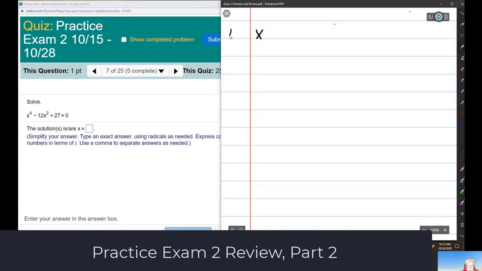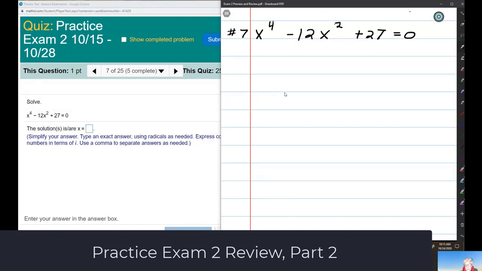This is number 7. Okay, x to the fourth power minus 12x squared plus 27 equals 0. So when you have a quartic like this, you go from the fourth power to the second power, because 4 is 2 times 2, you're going to use U substitution.